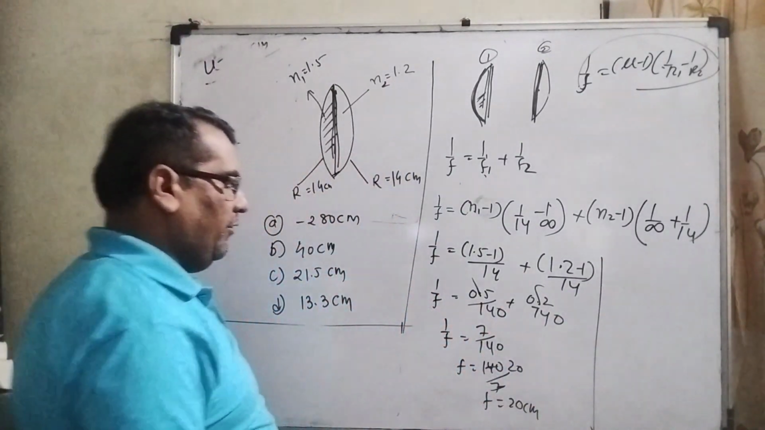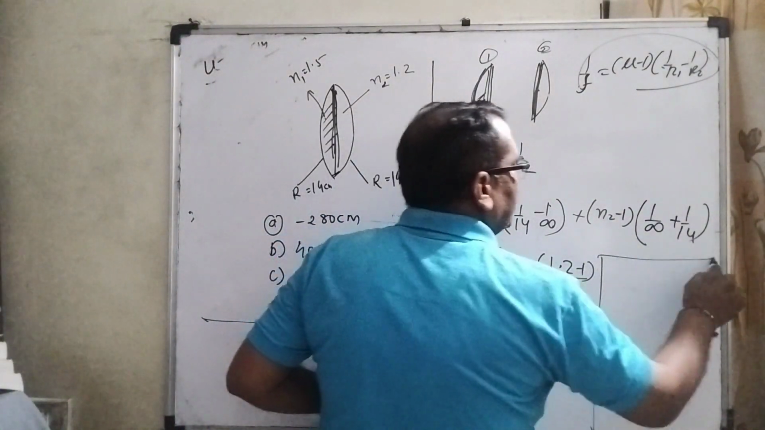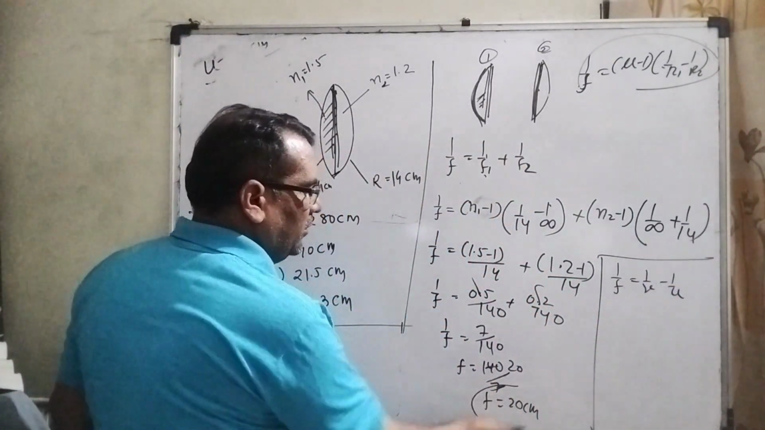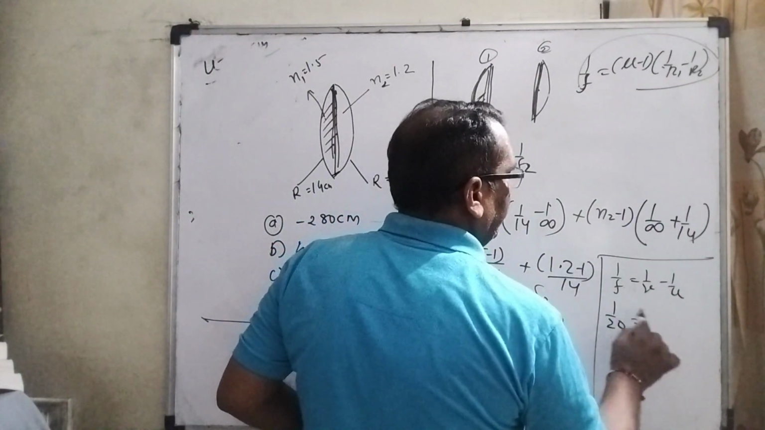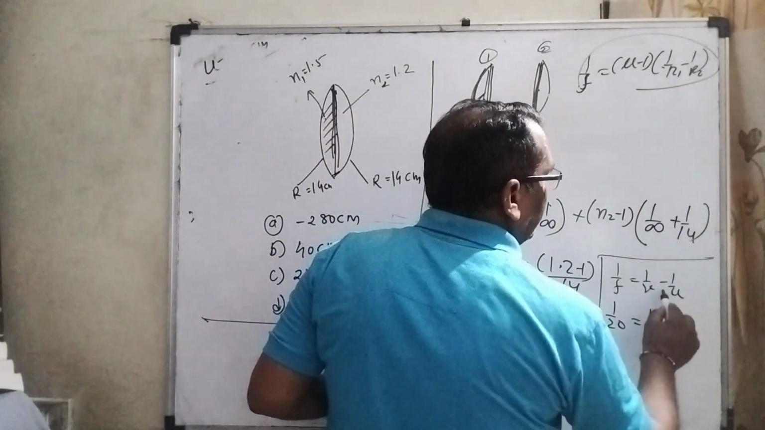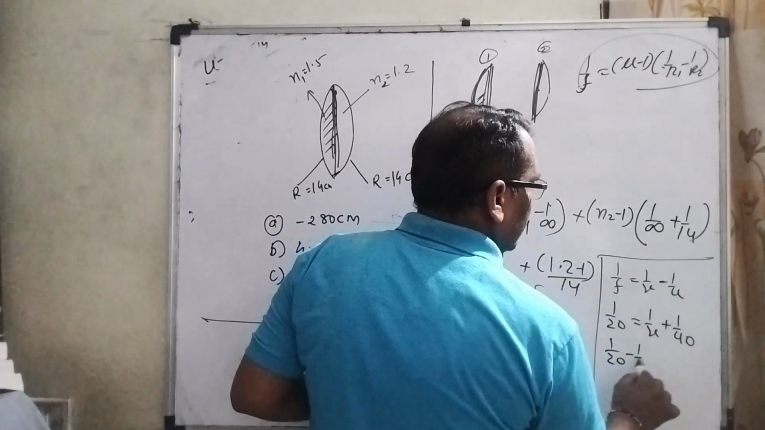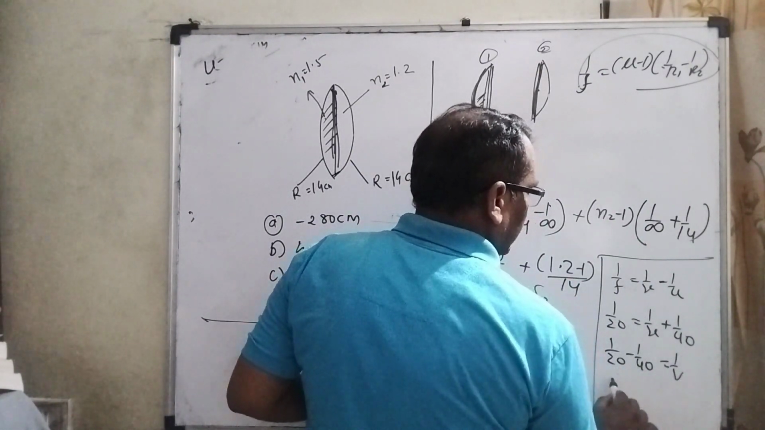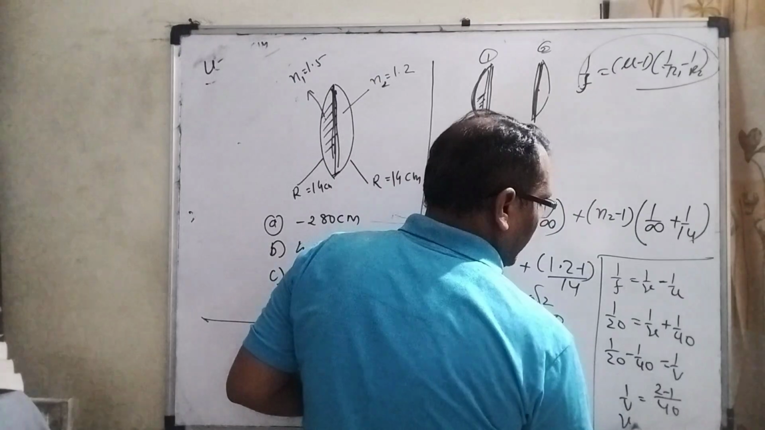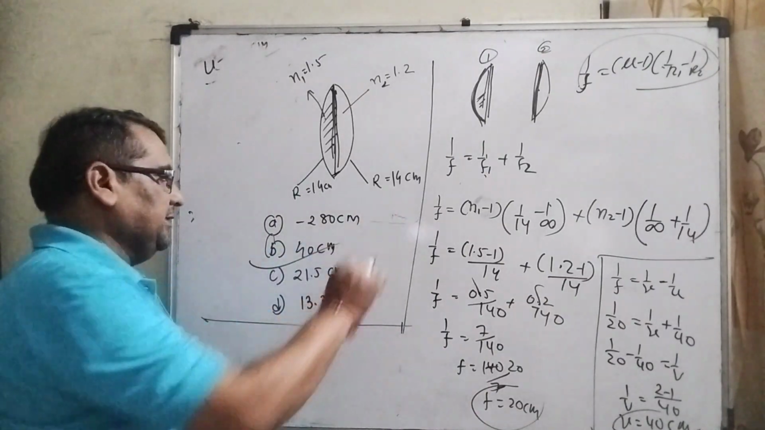But we have to find out the final image. Then using the lens formula, what is the lens formula? 1 by f equal to 1 by v minus 1 by u. You have already found the combined focal length, 1 by 20, 1 by v, and what is u? You have been given u 40, by sign convention minus 1 by 40. So 1 by 20 plus 1 by 40 equal to 1 by v. Then 1 by v equal to, taking LCM 40, 2 minus 1, then v equal to 40 centimeter. Which option? Option B is the correct answer.